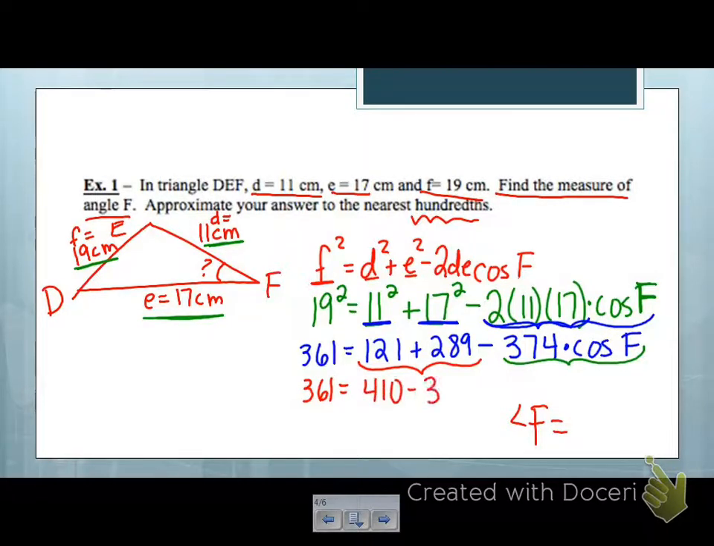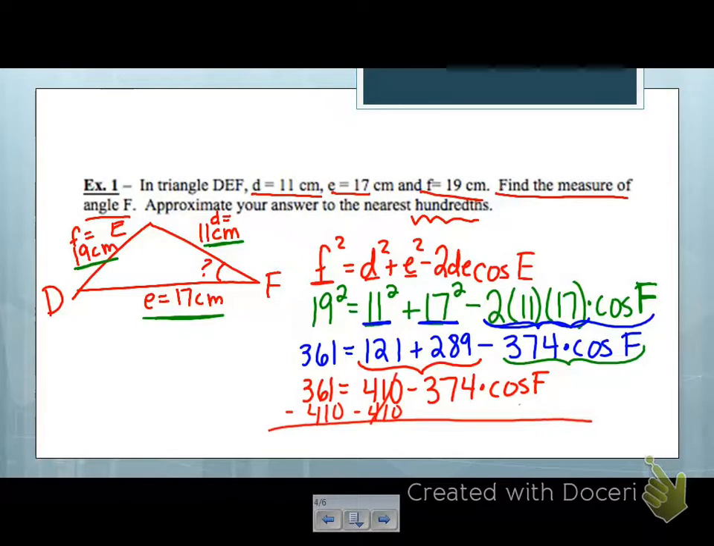Now again, I'm going to bring down the minus 374 times the cosine of angle f. I cannot subtract 410 minus 374 because those terms are not like terms. So I'm going to undo my 410 by subtracting 410 from each side. So 361 minus 410 should give me a result of negative 49.